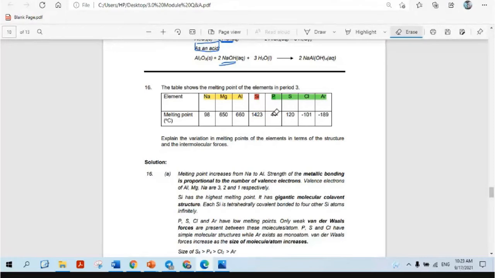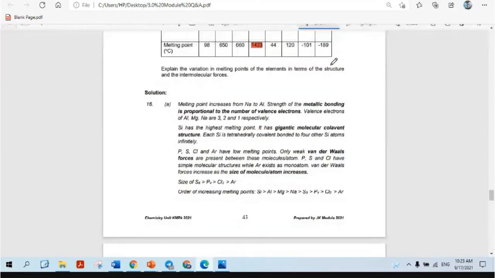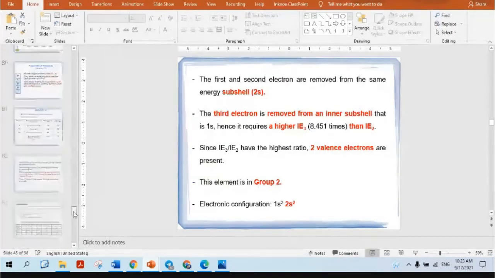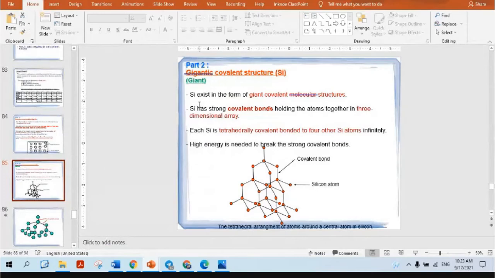But across period 3, why? Because of its structure. The structure of silicon has the highest melting point because of the giant molecular covalent structure. I prefer to use giant molecular covalent structure, and each silicon is tetrahedrally covalently bonded to 4 other silicon, infinite. If you use the lecture notes and check whether it is there or not: yes, it is there. So this one is giant covalent structure.